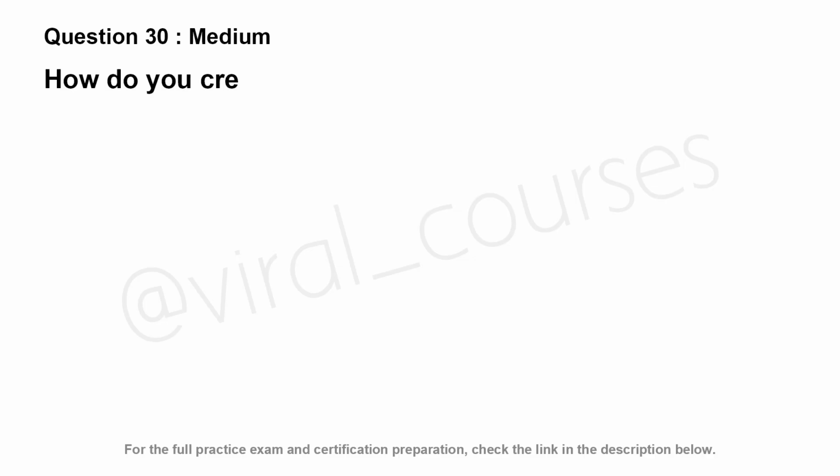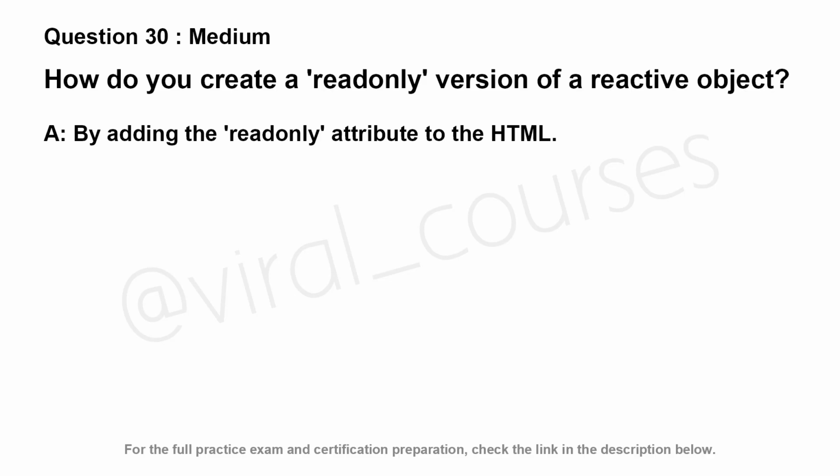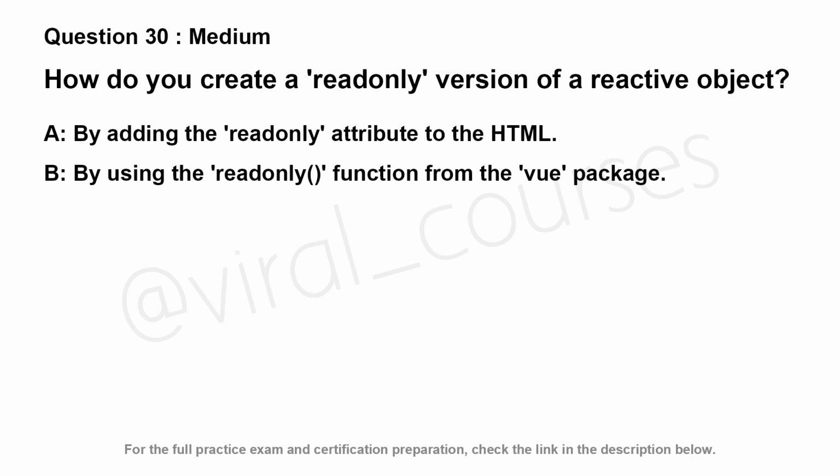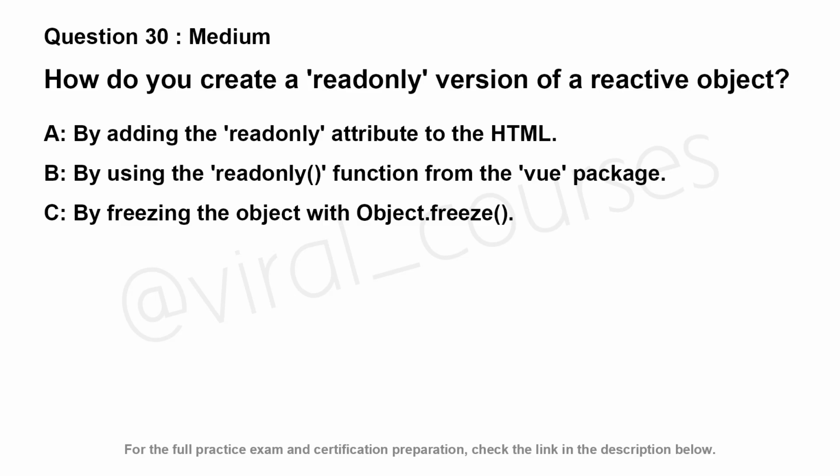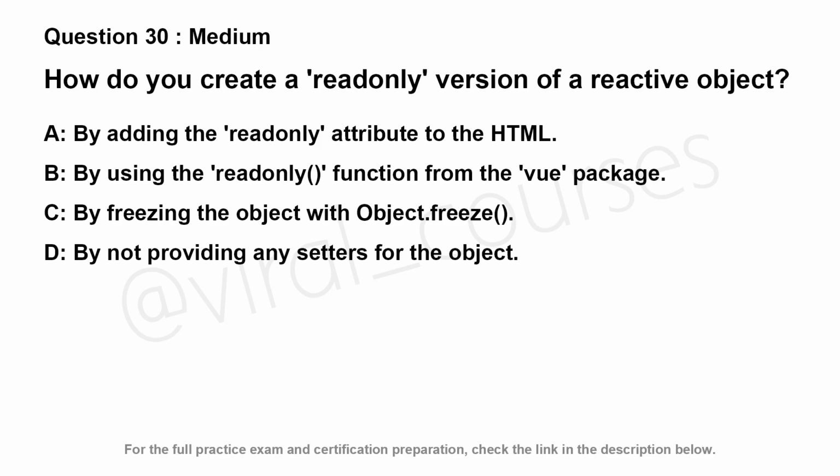How do you create a read-only version of a reactive object? Option A. By adding the readonly attribute to the HTML. Option B. By using the readonly function from the Vue package. Option C. By freezing the object with Object.freeze. Option D. By not providing any setters for the object.